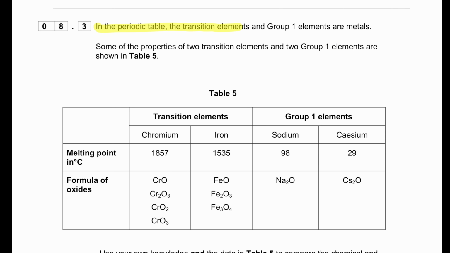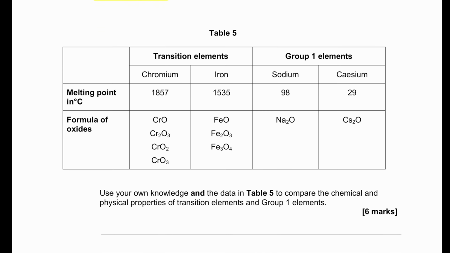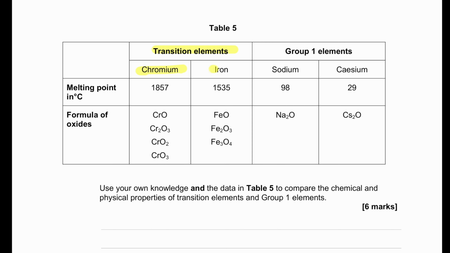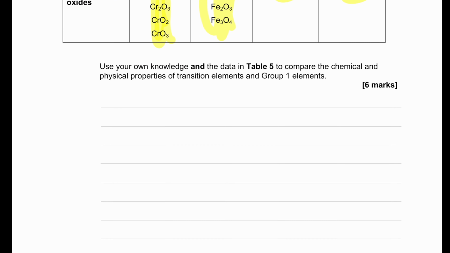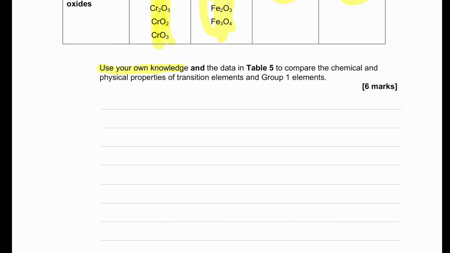In the periodic table, the transition elements and group 1 elements are metals. Some of the properties of the transition elements and group 1 elements are shown in table 5. So we can see transition elements: chromium, iron, their melting point in degrees Celsius and their compounds. And we can see group 1 elements, sodium and cesium, their melting point and their compounds. Use your own knowledge and the data in table 5. Compare the chemical and physical properties of transition elements and group 1 elements.